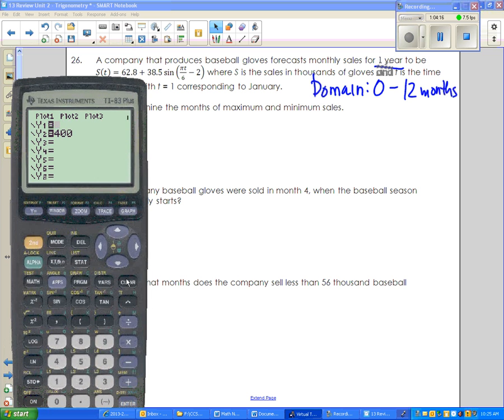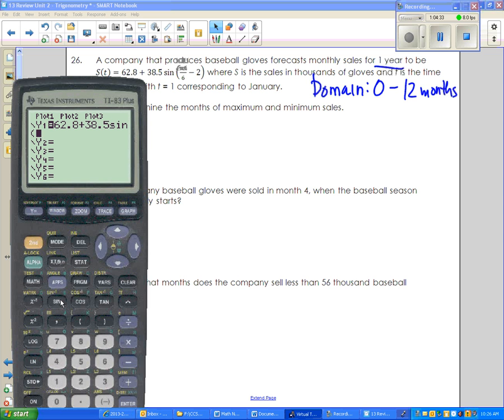So let's go into y equals. Let me clear out what's in there and type in 62.8. Now notice that that 62.8 is in front. I cannot just add that to the 38.5 because I'd have to deal with the multiplication first with the sign.